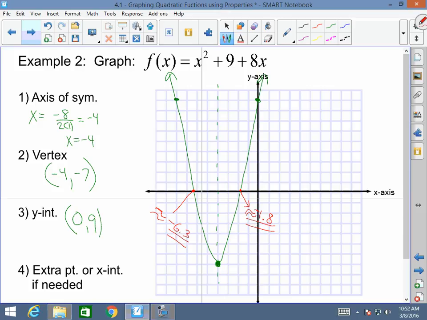You need an extra point when the vertex and the y-intercept are the same value. Again, I'm repeating it, and I don't see many people writing it, but you need an extra point when the vertex and the y-intercept are equal values. Does that make sense? And you just need to pick one extra value and then graph its mirror image.